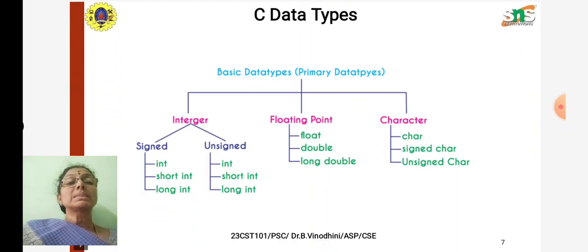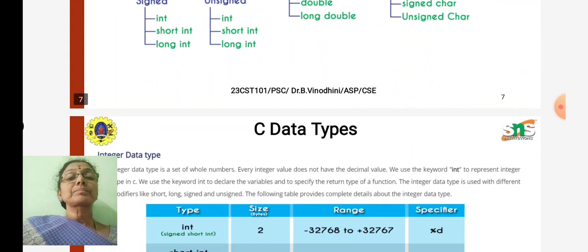So this is a pictorial representation of the basic data types or primary data types. The basic data types have three major classifications: integer, floating point, and character. For integer we have signed and unsigned. In each, signed has small int, short int, and long int. Floating point also has three categories: float, double, and long double. And character also has signed and unsigned characters.